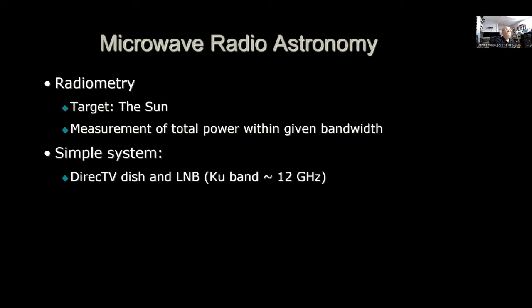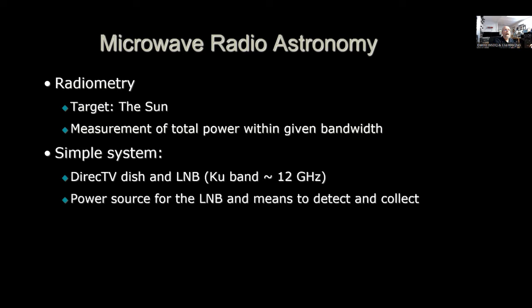DirecTV or Dish Network LNBs, the low noise block down converters, operate in the Ku band, and you need a power source to power that block down converter. For a receiver, the means to detect and collect is one of the tools, a little device they use for aligning satellite dishes. It's basically just a detector and a meter. Real simple. There's nothing to them. Lots of companies make them. They're powered by a battery, and all you need to do is hook one up to the output of the LNB, power the meter, and you've got a radiometer.